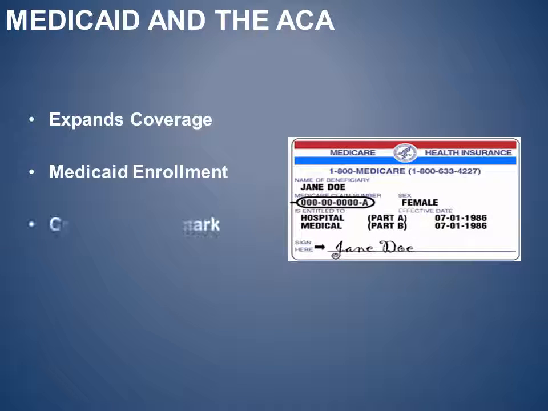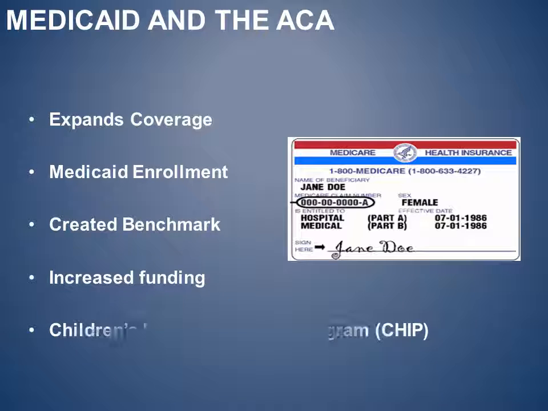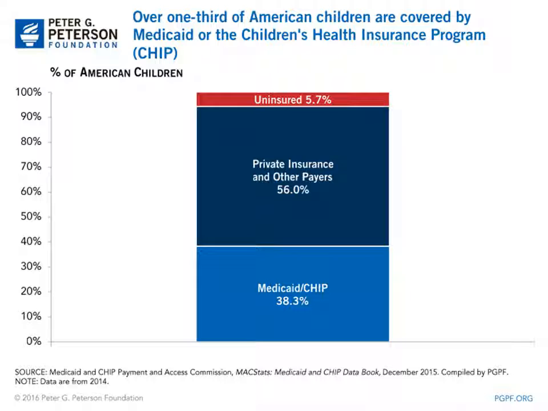The ACA expands Medicaid coverage to low-income earners and qualifies these individuals' medical coverage without waiting for a disability determination. The ACA has increased Medicaid enrollment by more than 15 million and created a benchmark that includes the minimum essential benefits. The enactment of the ACA has increased funding to help ensure that every American is able to receive long-term care, services, and supports in-home or community care. It extends authority to the Children's Health Insurance Program through the fiscal year of 2019. As you'll notice, over 1/3 of American children are covered by Medicaid or the Children's Health Insurance Program.